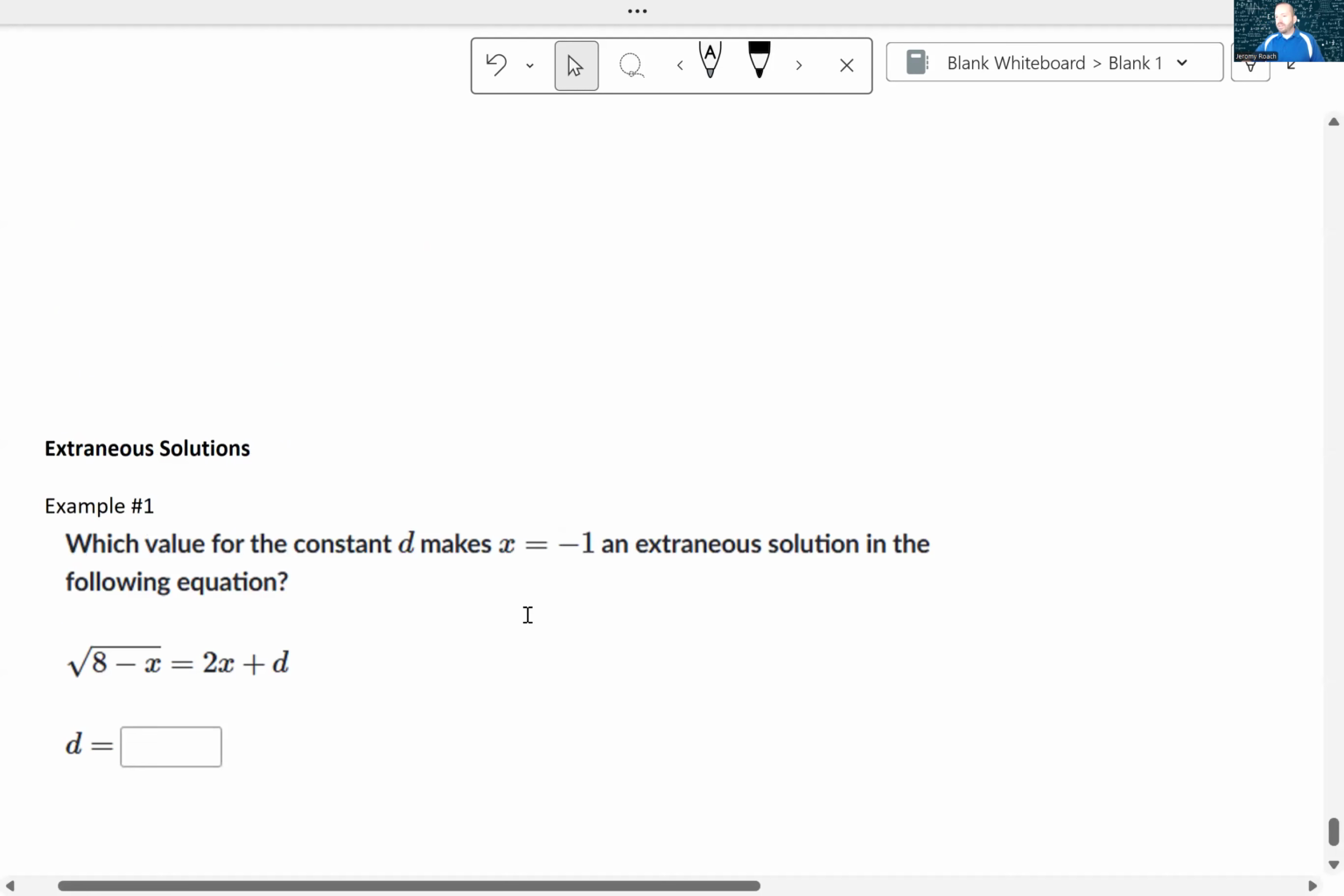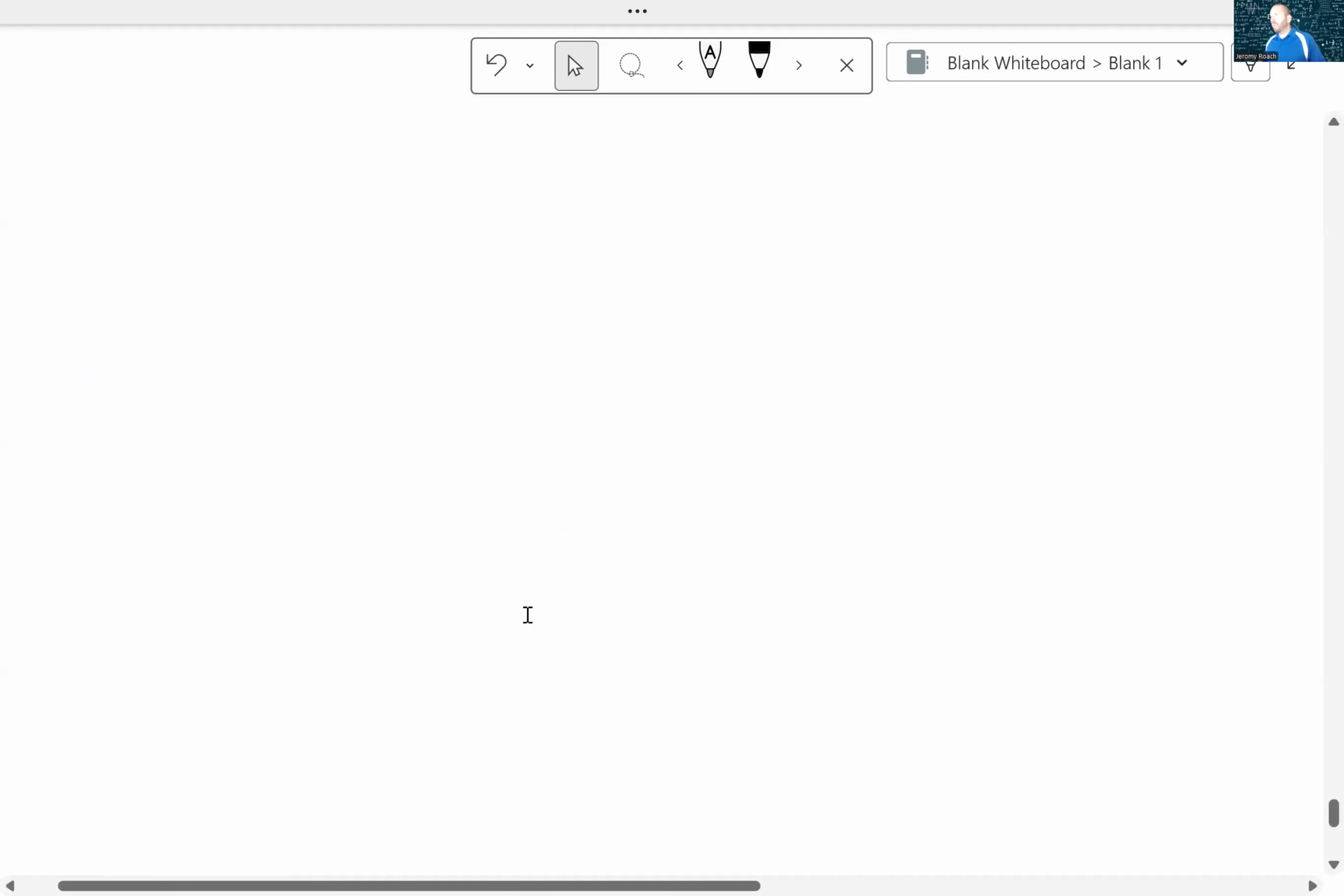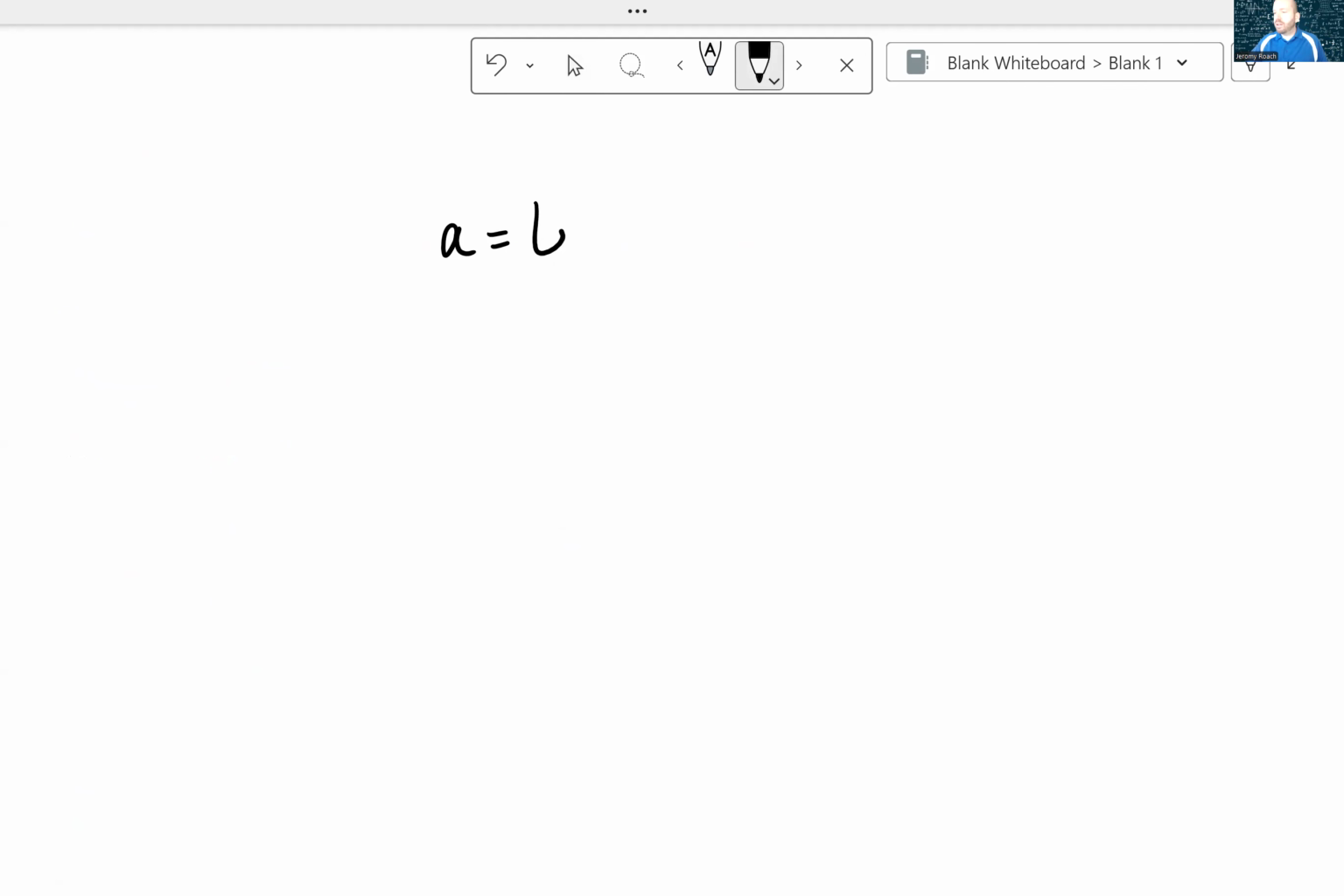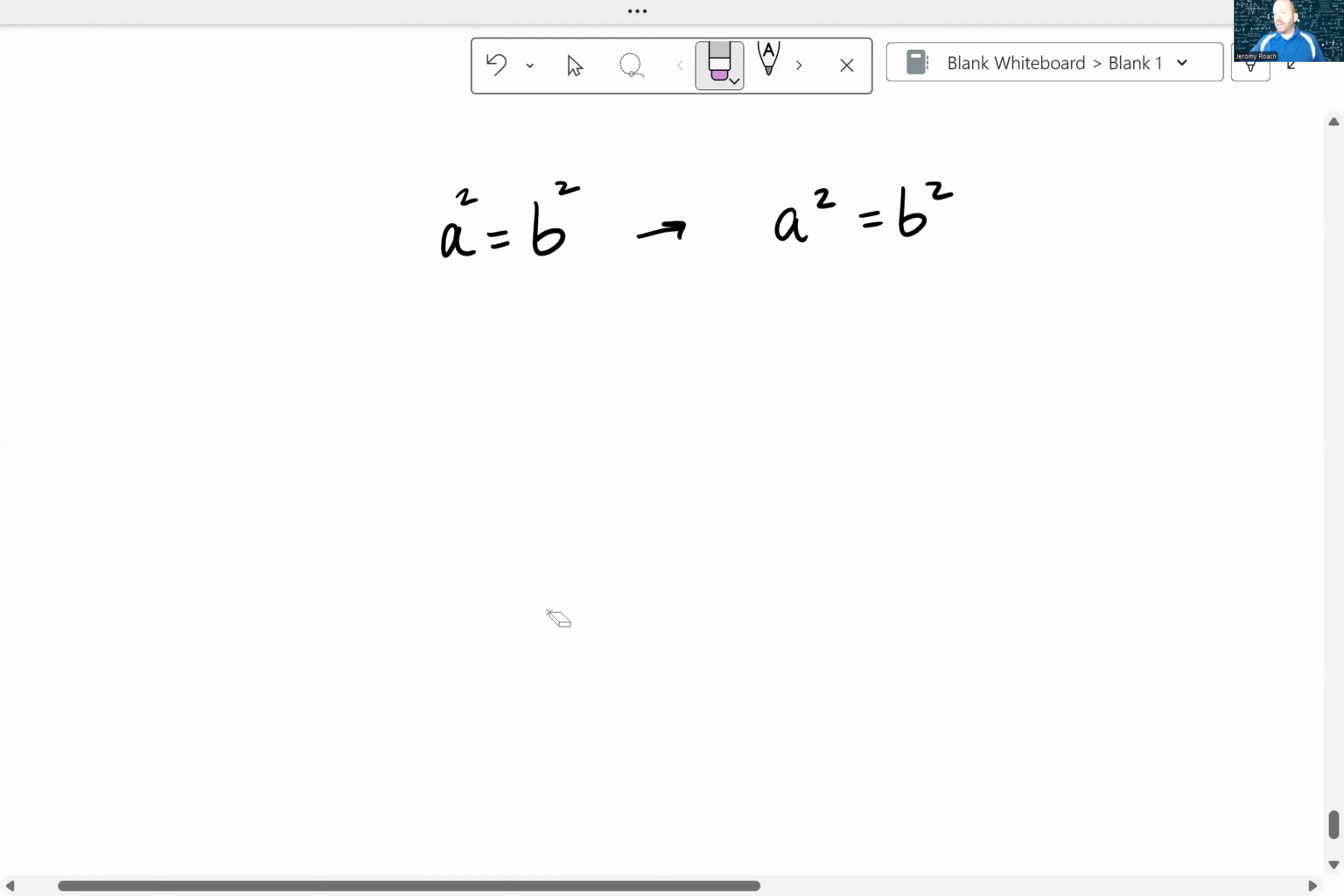Let me just not even look at this example problem yet. So here's an example: if A equals B, then we can say A squared equals B squared because we're able to square A, and that means if we do a squared here, we do a squared there. So if A equals B, then A squared equals B squared.